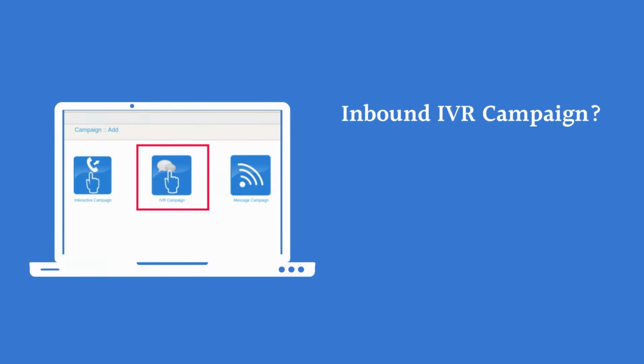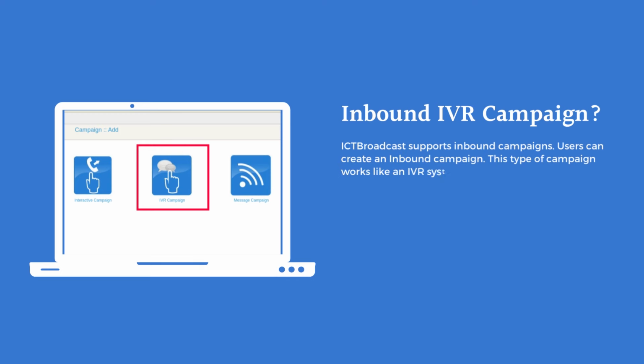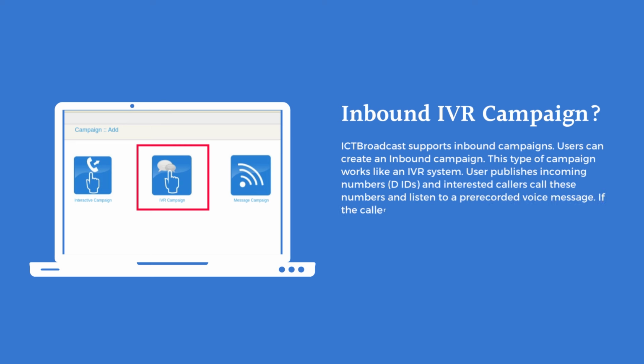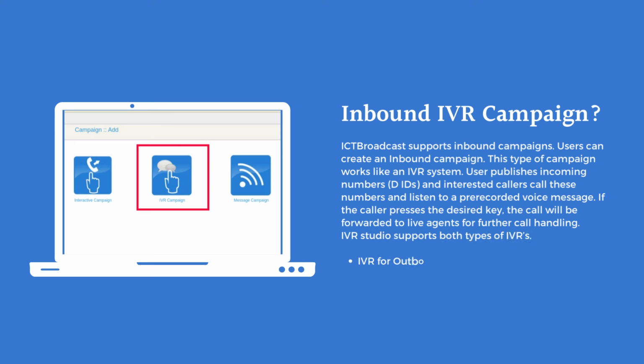Inbound IVR campaign. ICTBroadcast supports inbound campaigns. Users can create an inbound campaign. This type of campaign works like an IVR system. User publishes incoming numbers and interested callers call these numbers and listen to a pre-recorded voice message. If the caller presses the desired key, the call will be forwarded to live agents for further call handling. IVR Studio supports both types of IVRs. IVR for outbound campaign, and IVR for inbound campaigns.